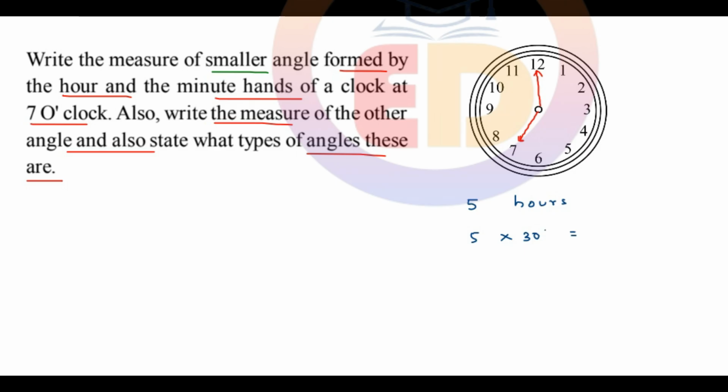So it will be an angle of 150 degree. So this angle is 150 degree. They are also asking to find the other angle. Other angle, meaning the one at the back. This is called reflex angle. How to find out the reflex angle?